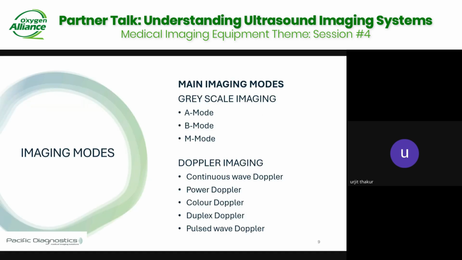Now, moving on to the imaging modes. There are three main imaging modes in grayscale imaging: the A mode, the B mode, the M mode, and there are various things under Doppler imaging, which I will now explain in detail.